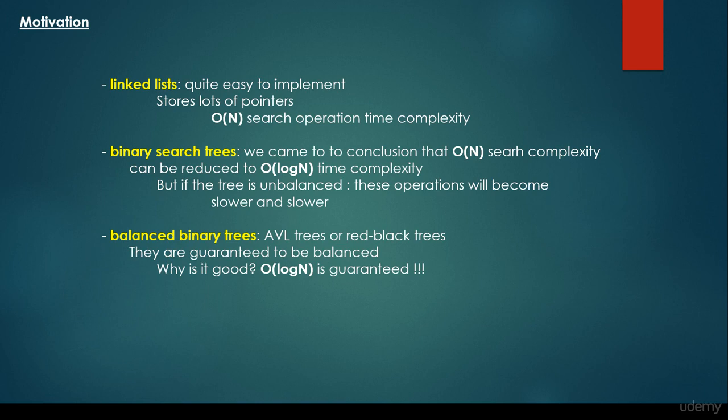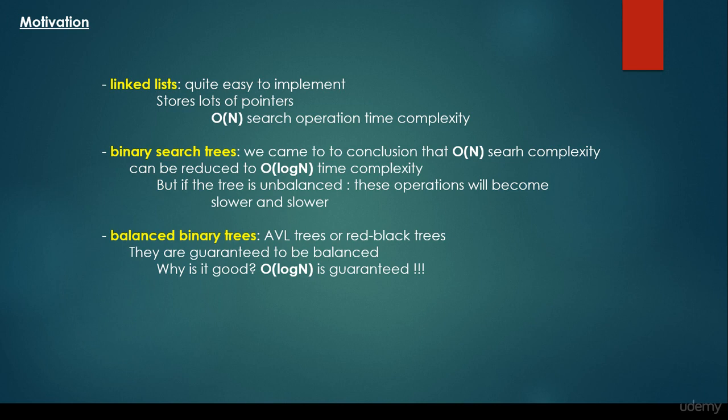We have been talking about linked lists. We came to the conclusion that it is quite easy to implement a linked list in Java or C++ or Python, whatever. Maybe the disadvantage of linked lists is that they store lots of pointers, because we have to store a reference to the next node in the linked list. And we have been discussing that O(n), so linear time complexity, can be achieved for the search operation, for example.